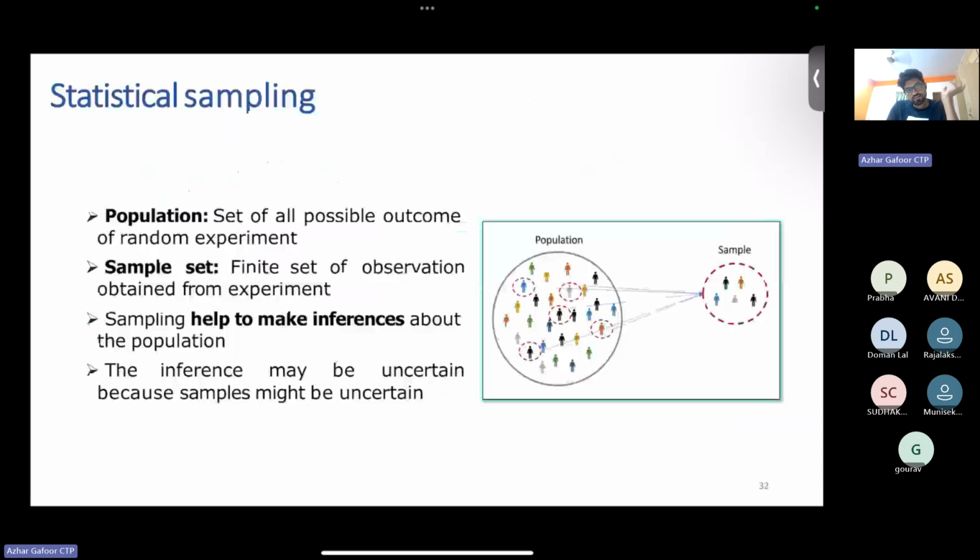That's why don't confuse this sample set with the sample space of probability. This is the sample set. Consider it like that. I got it, sir. I got it.